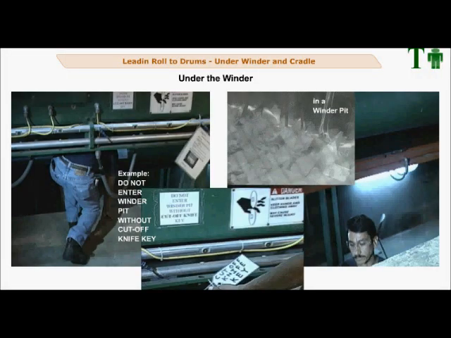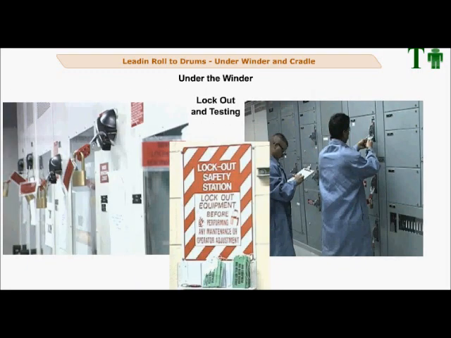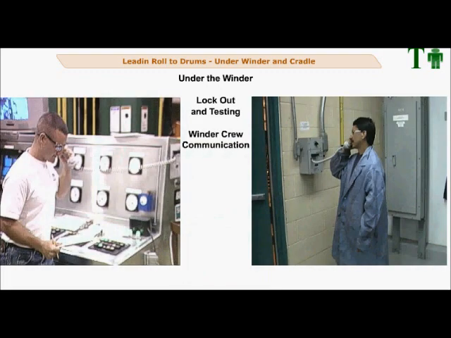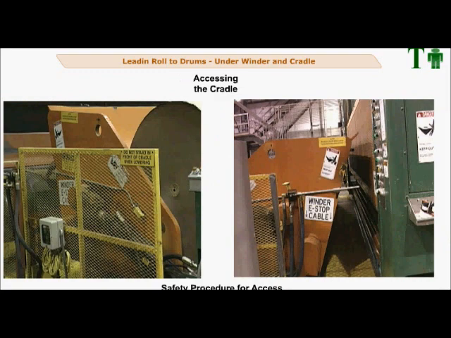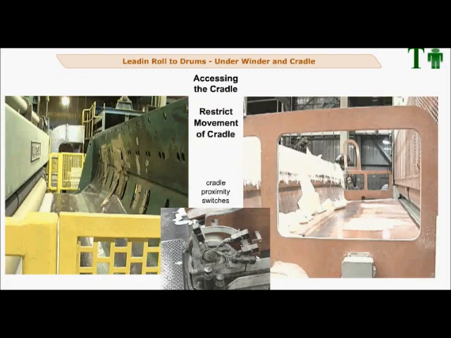Underwinder and cradle. There are specific rules for going under the winder that must always be followed to ensure the safety of those entering this area. The rules should include proper lockout and testing for a zero-energy state. There must be clear communications with the entire winder crew. The winder operator must be able to see or have someone see the person under the winder. If cradle access is permitted, there must be a clearly defined safety procedure. You may need to access the cradle when a cradle is in the roll accept receive position.